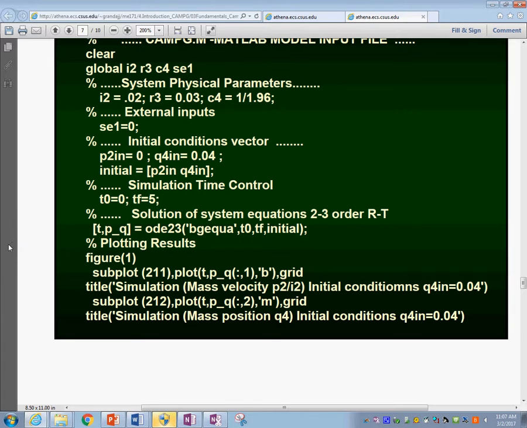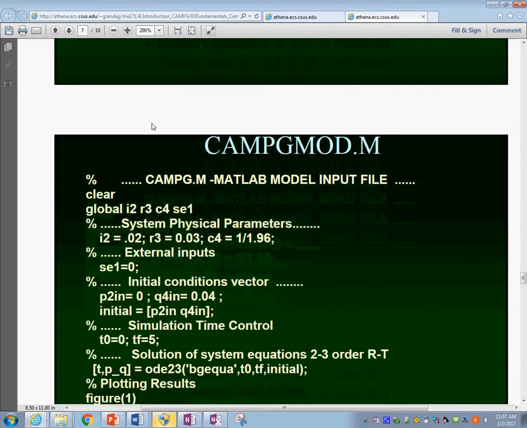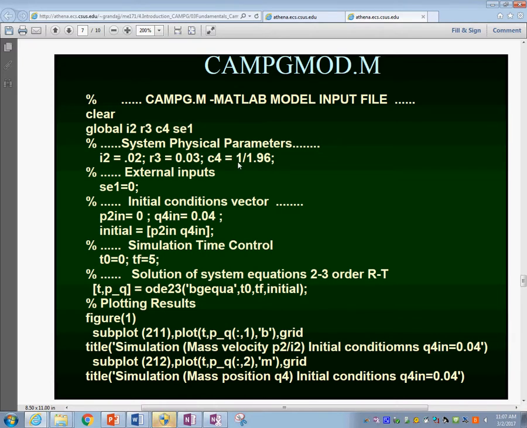Okay, this is the description of the physical parameters here. These ones, right there. The external inputs. And then you have the solution of the equations by using this statement here, which calls the solver of the differential equations. And then of course a matter of plotting what you see.